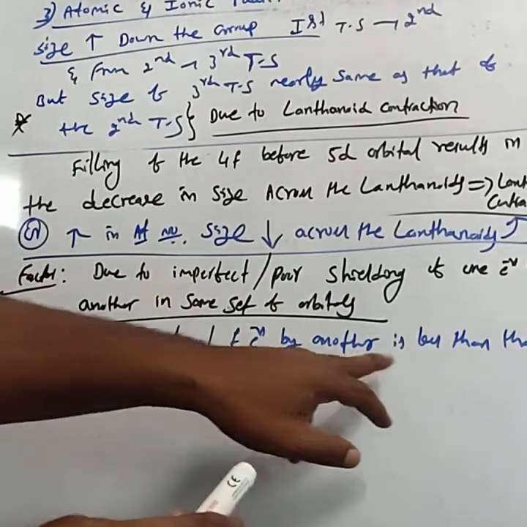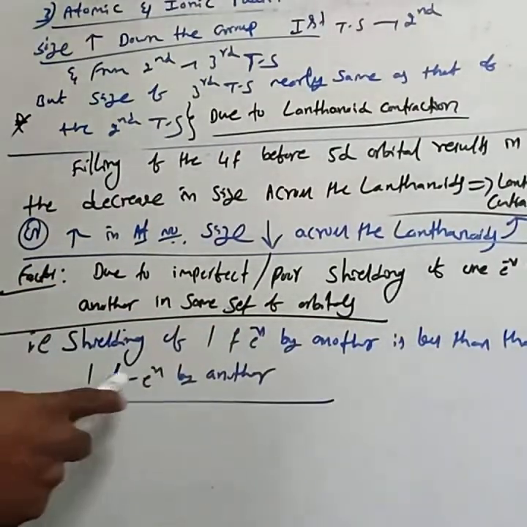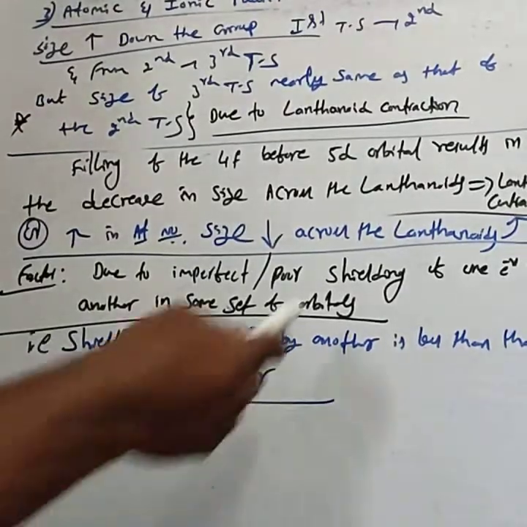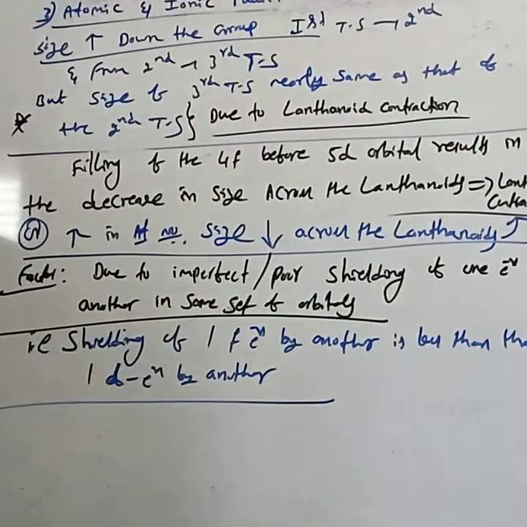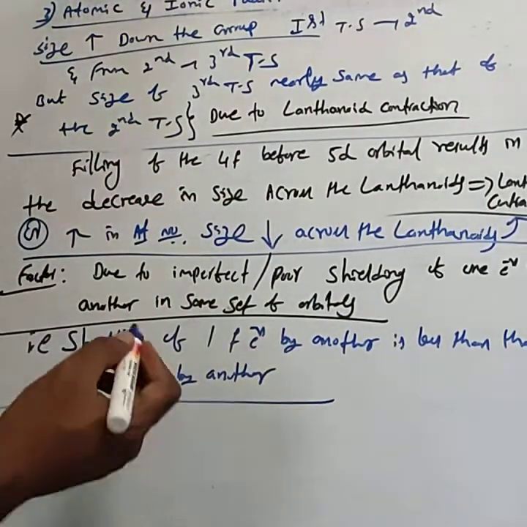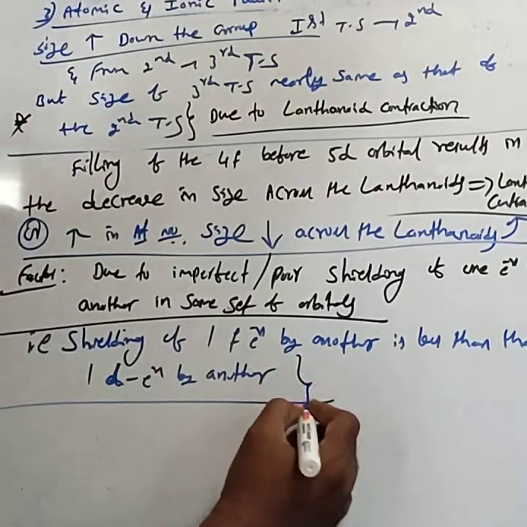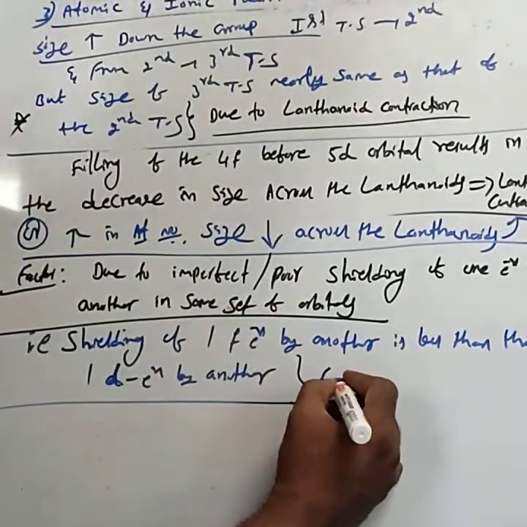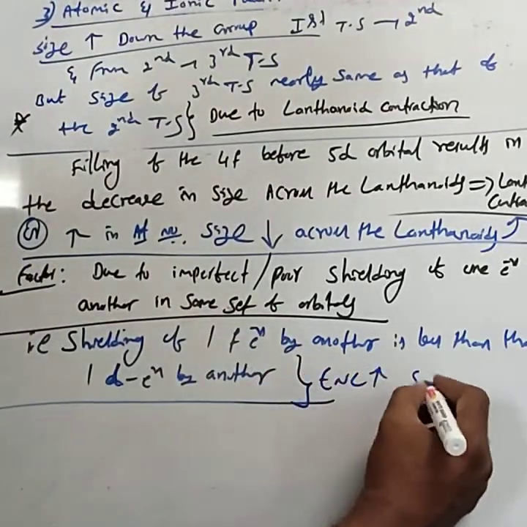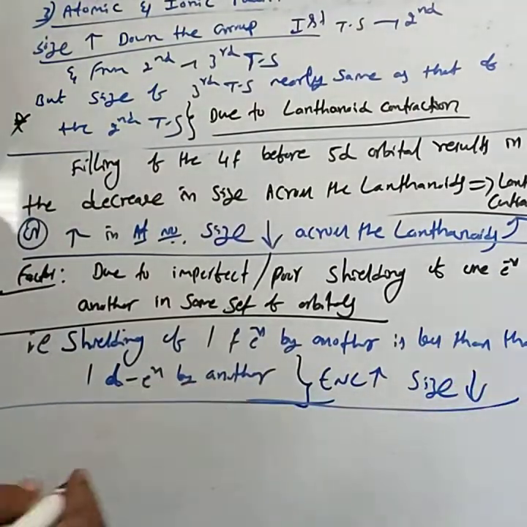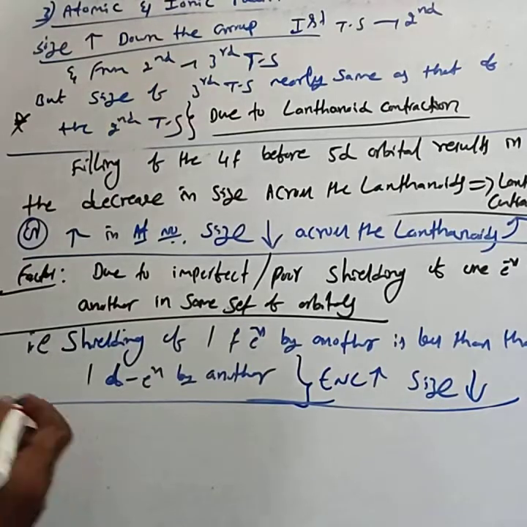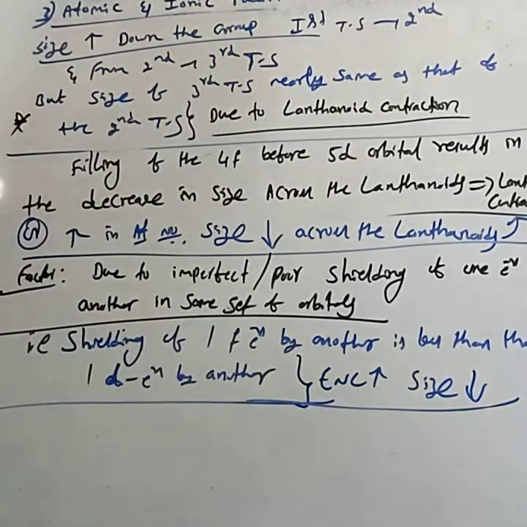Shielding of one f electron by another is less than that of one d electron by another, which causes the decrease in size across the lanthanoids. This is the cause for lanthanoid contraction. When the shielding effect decreases, the effective nuclear charge increases, and due to that increase in effective nuclear charge, size decreases. Then, they can ask what is lanthanoid contraction.